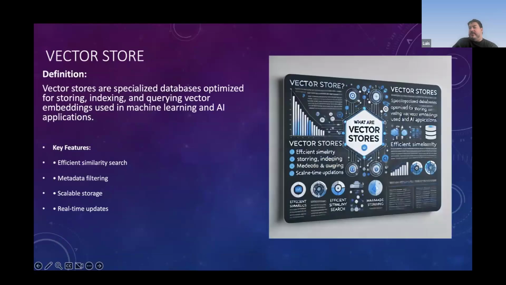Okay, so we already know what embedding models are. What's a vector store? Vector stores are specialized databases optimized for storing, indexing, and querying vector embeddings used in machine learning and AI applications. They're like databases, but they have different types of indexing inside them. What are the key features that make them different from other databases? They make similarity searches easy. You can do metadata filtering on these databases. Their storage is scalable and they have real-time updates, right?